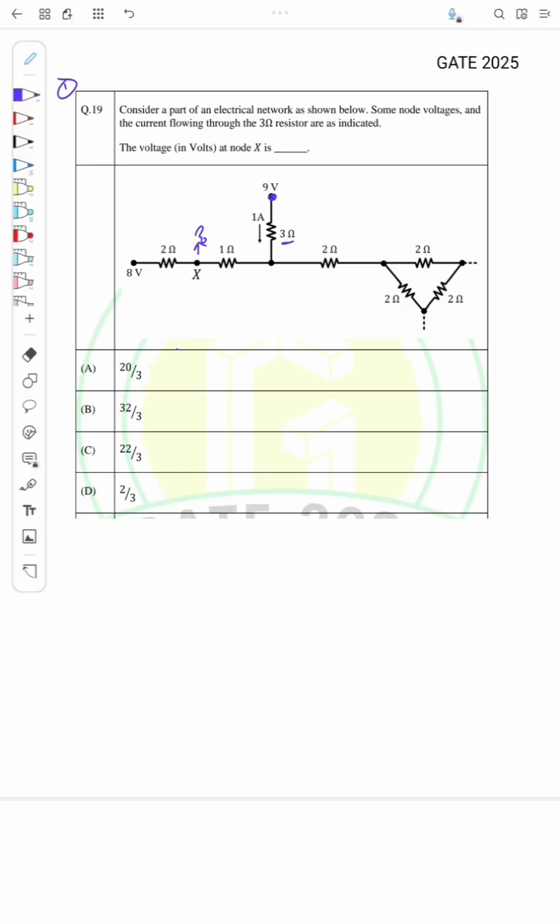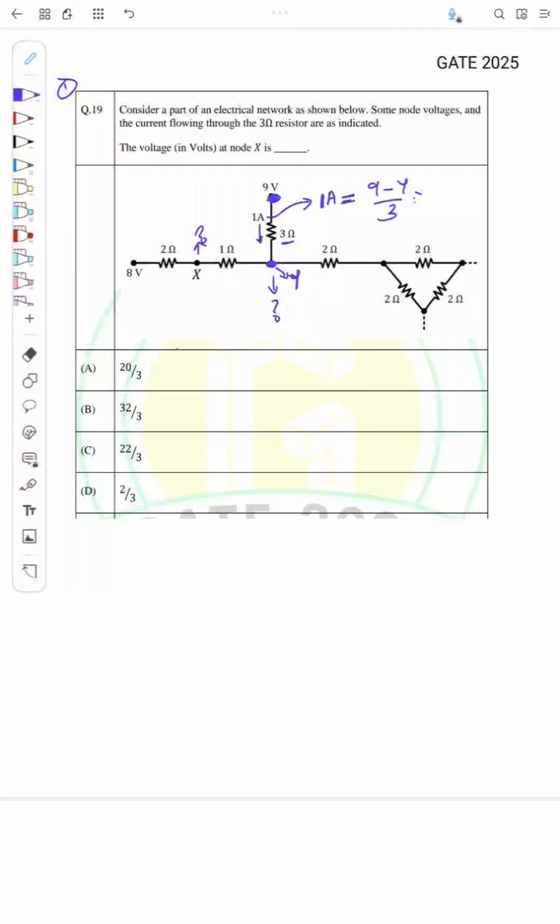Given this is 9 volt, and there is 1 ampere current flowing through 3 ohm. So what should be the voltage here? From this network we know the current flowing through the 3 ohm resistor is 1 ampere, right? So we can relate this 1 ampere to the voltage drop across 3 ohm, that is this voltage minus this voltage, that is 9 minus y, where I will call this node voltage y. So (9 minus y) by 3 is 1 ampere.